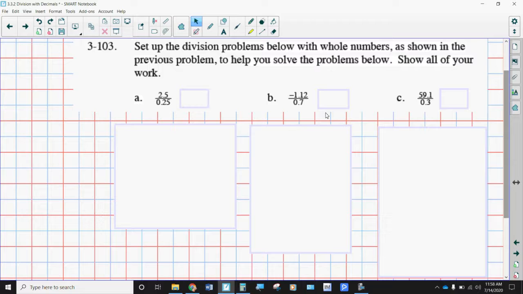Okay, go ahead and pause. Give it a couple minutes to work through this. Show all of your work, and then unpause when you feel like you've got all the answers and you want to see if your answers are correct.